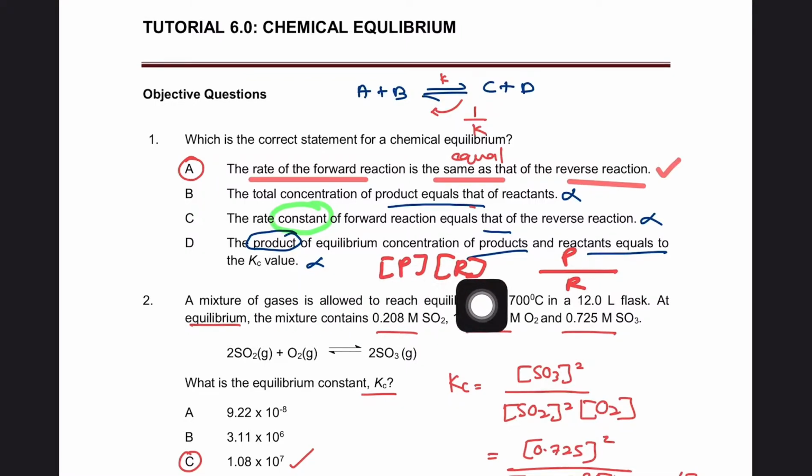No, it's not the product between the concentration of product and reactant. It is actually a division. You have to divide product concentration over reactant concentration. So the answer is clearly A.